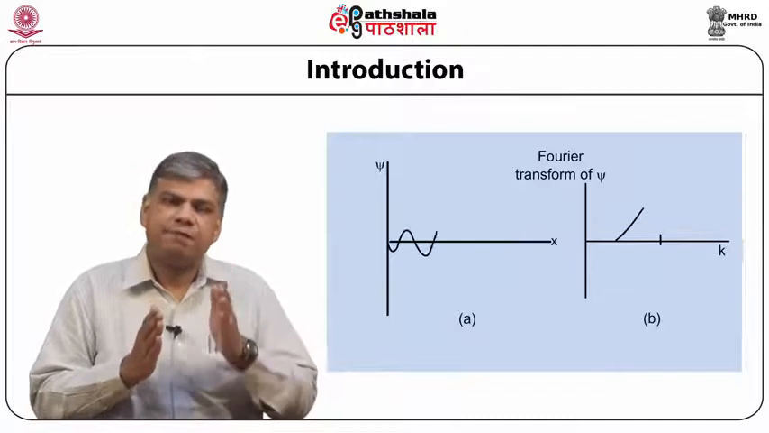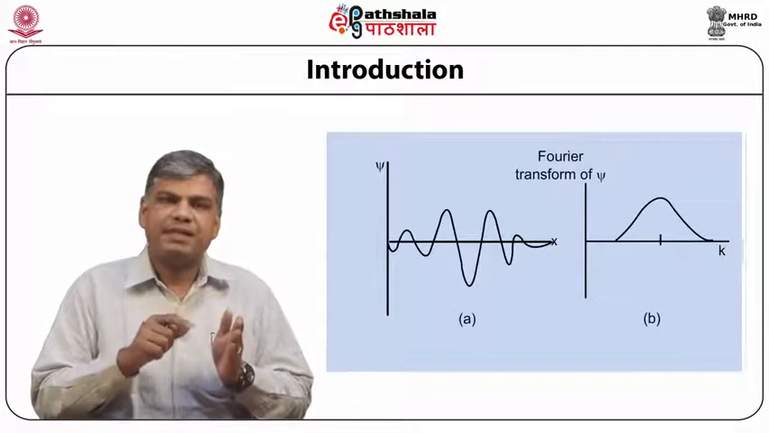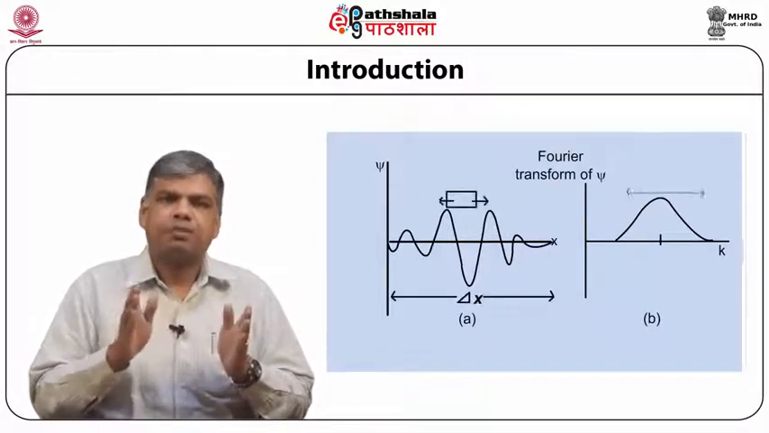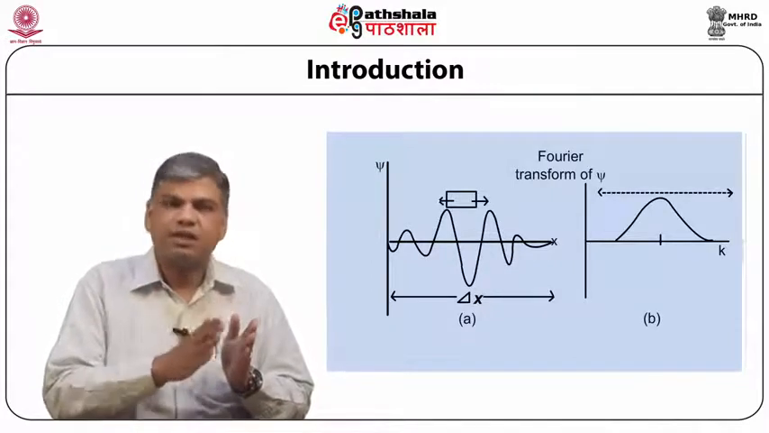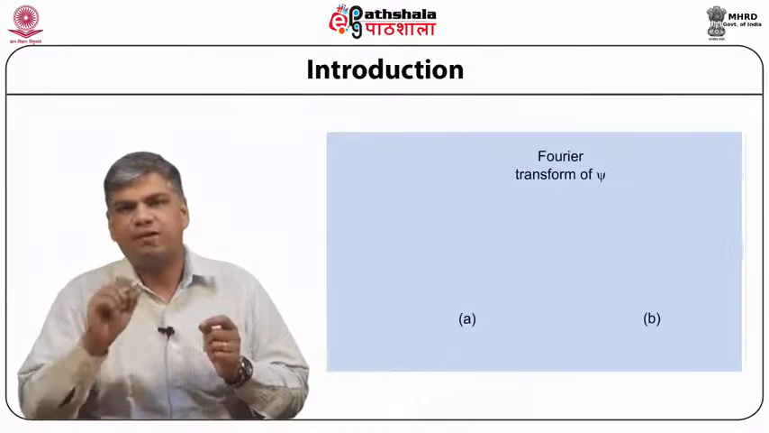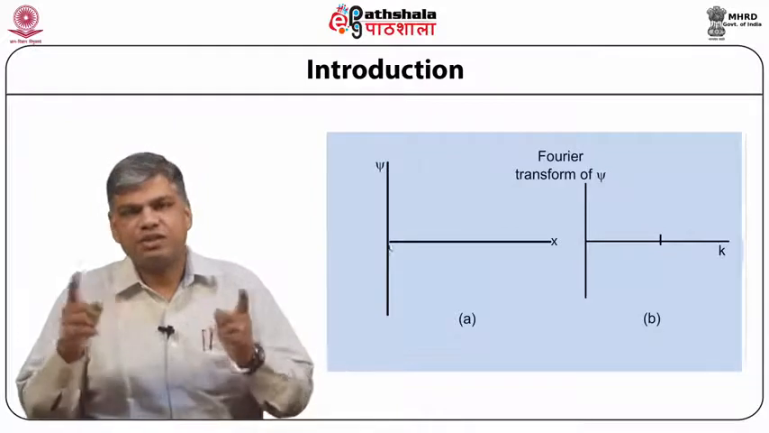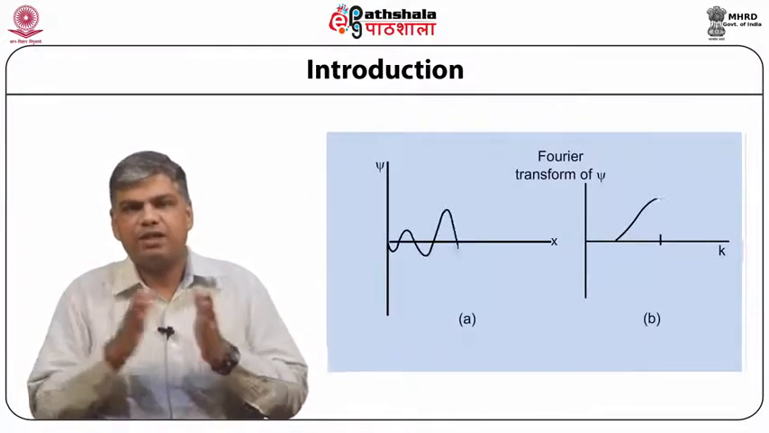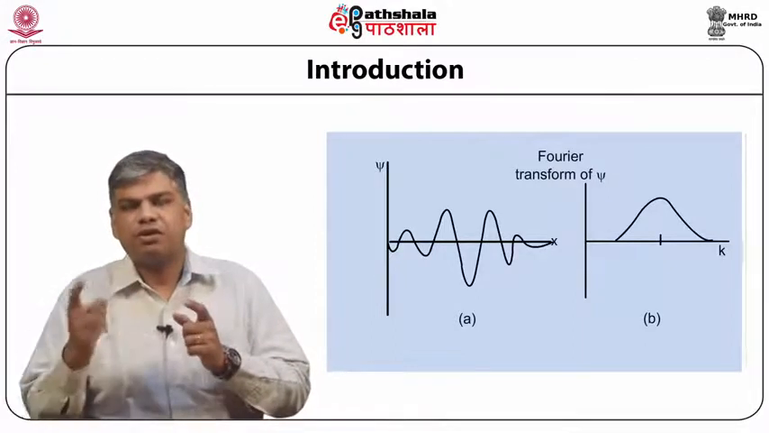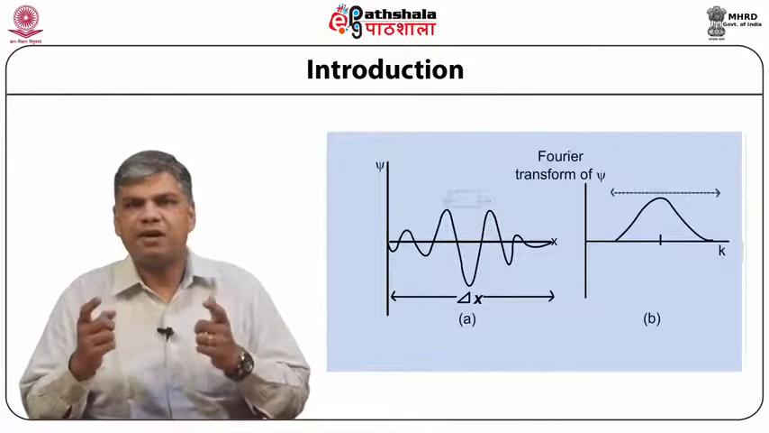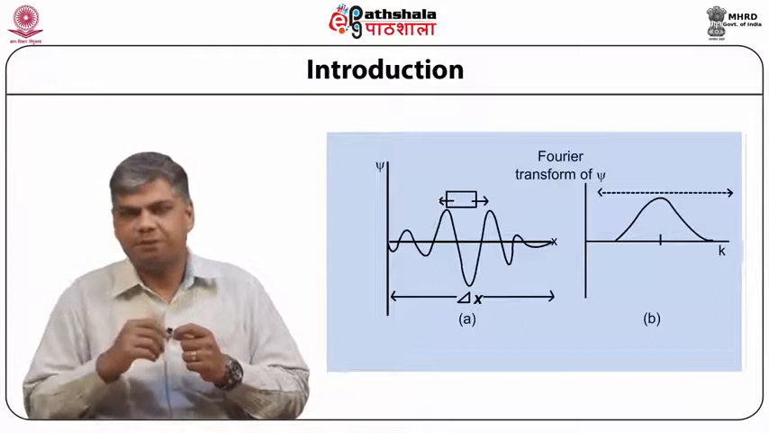As you can see, the figure on the left hand side is a wave packet, and you have on the y-axis the wave function, and along the x-axis you have the position coordinate. Here you can see that delta x denotes the spread of the wave packet in the position or the space terms. Now, the corresponding Fourier transform of this wave function with respect to the wave number k is given on the right hand side of the figure.